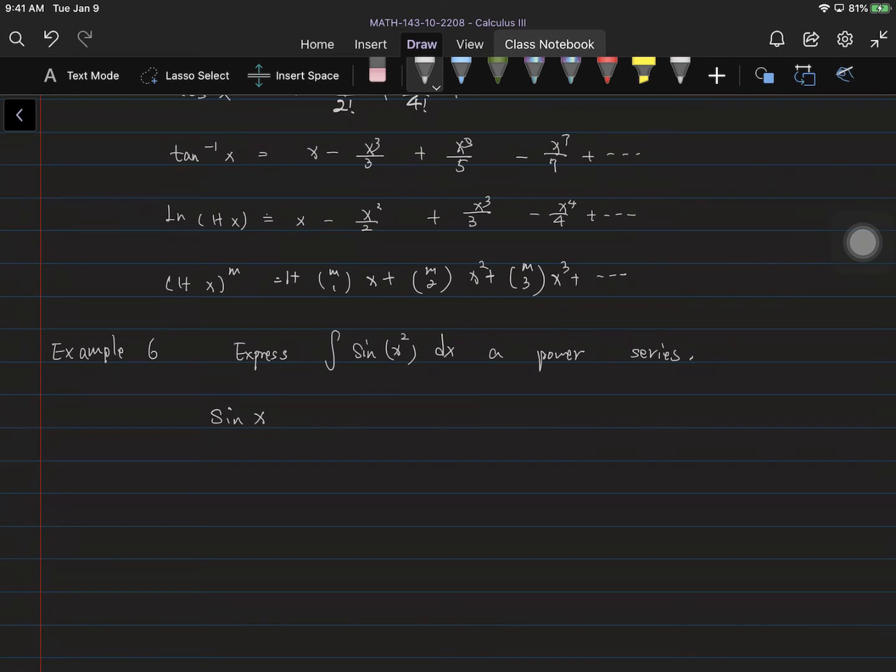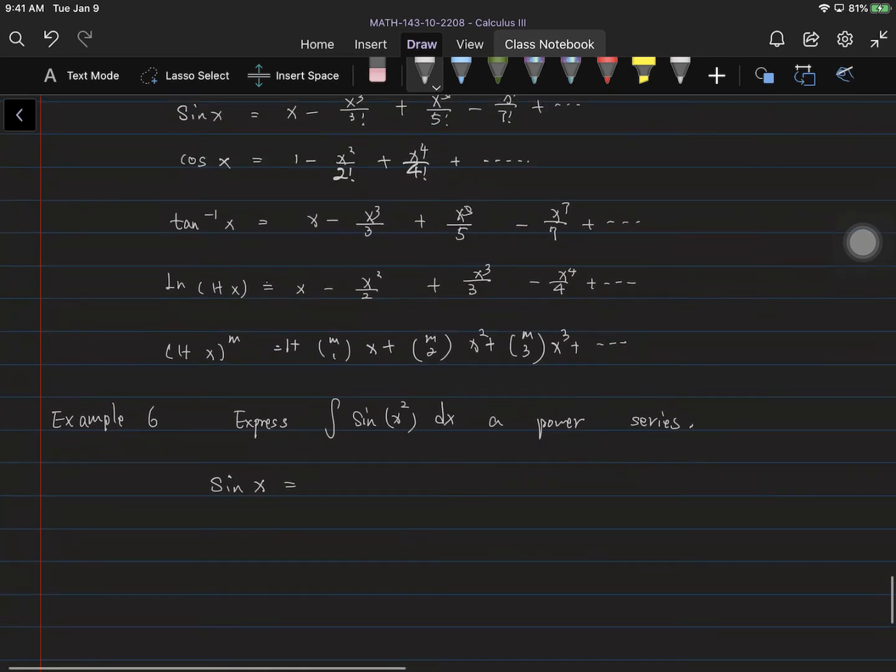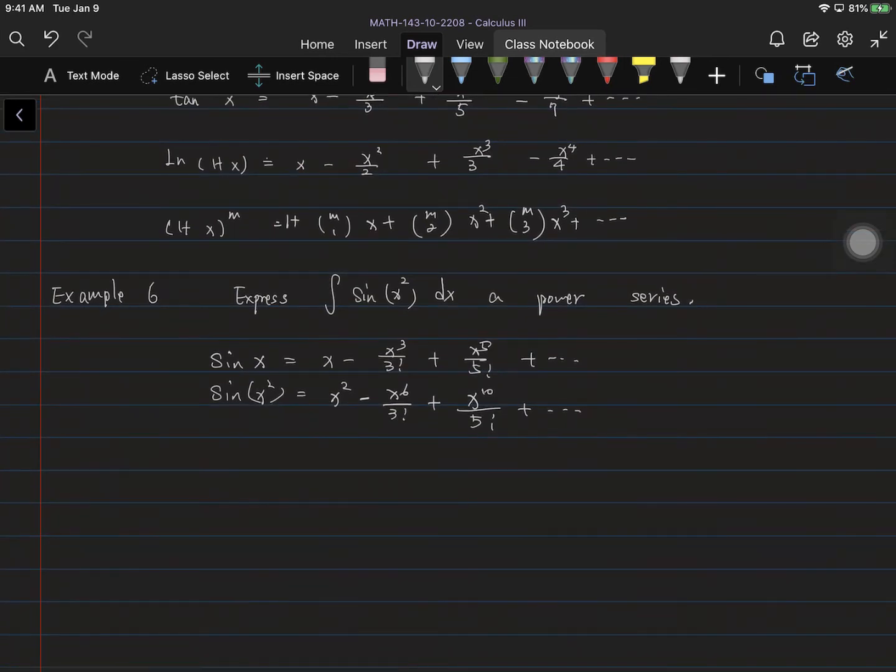Firstly, we can look at sin x. Sin x is x minus x cubed over 3 factorial. We write down sin x. And then what is sin x squared? Same as the last example, change all the x into x squared: x to the 6 over 3 factorial plus x to the 10 over 5 factorial. Right? This is for x squared. And then we do the integral of all the terms of the series.